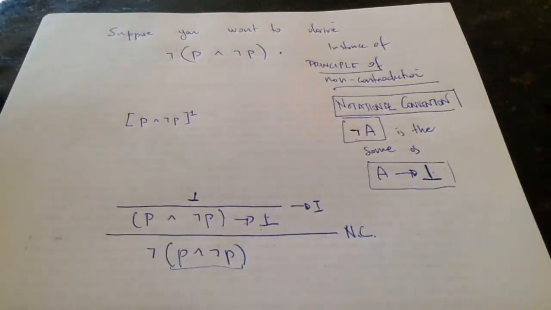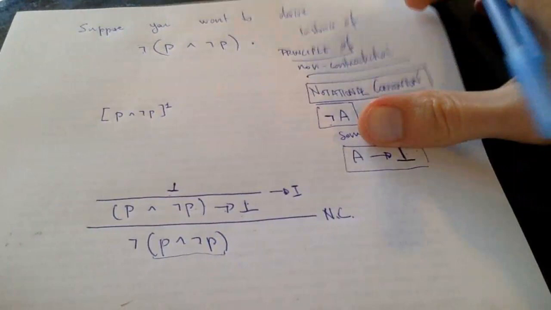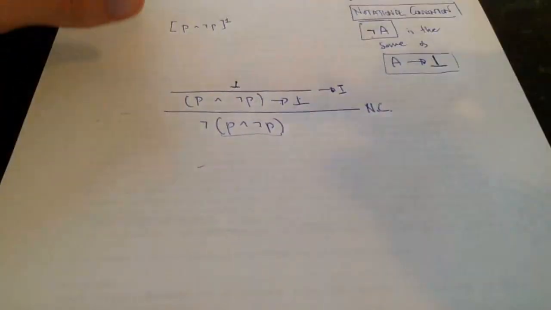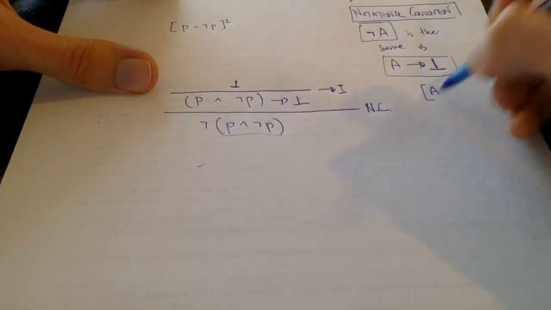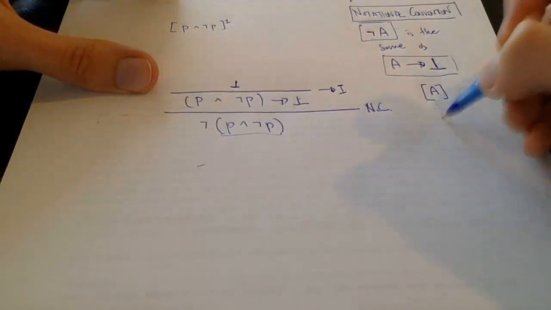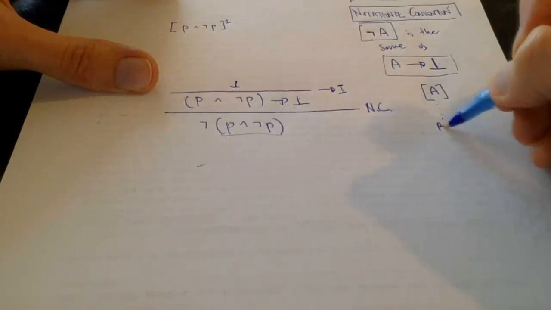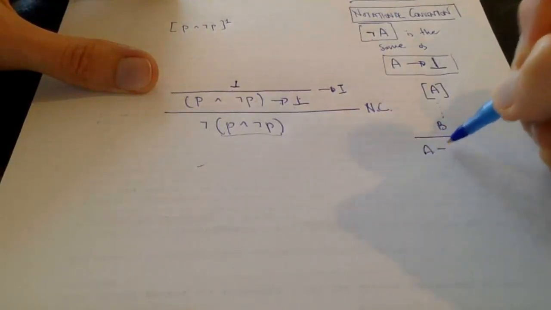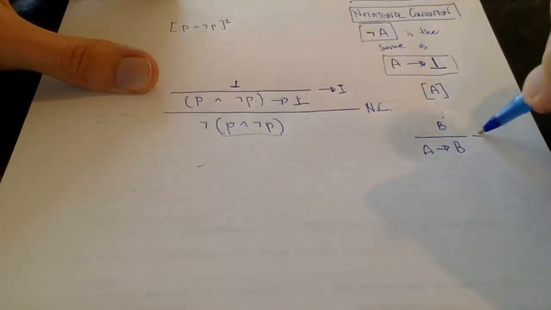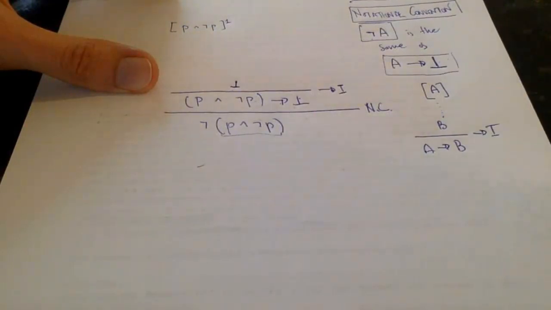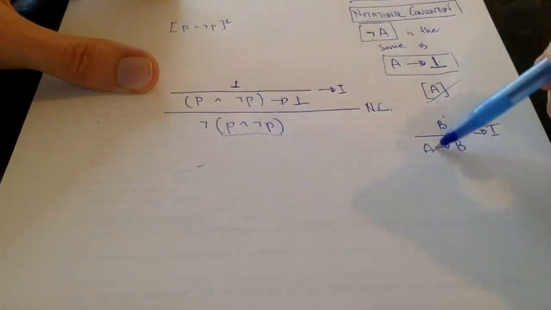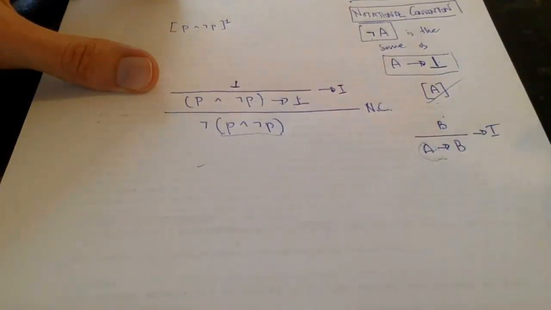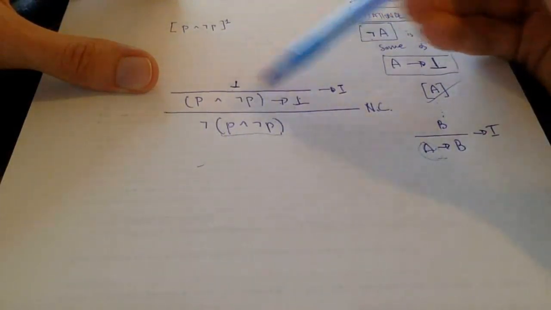So remember, the rule of implication introduction says, so I'm going to write it right here. So if you assume some formula A, and then you go through various steps in the derivation and you get B, then you can write A implies B because of implication introduction. And then you can cancel your assumption because you have incorporated it as an antecedent of your implication. So that's what we're doing here.